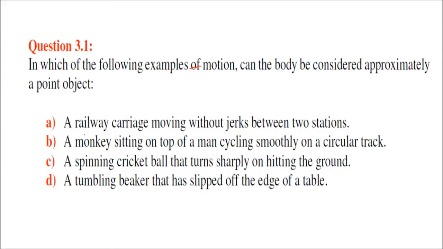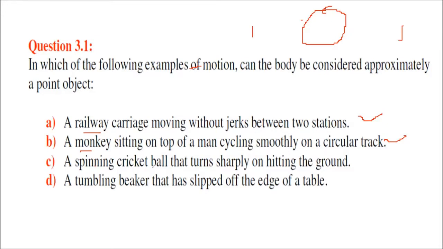A railway carriage moving without jerks between two stations. If the two stations are far apart, then we can take the railway carriage as a point object. A monkey sitting on top of a man cycling smoothly on a circular track. With respect to the circular track, the size of the monkey is less, so you can consider the monkey as a point object.